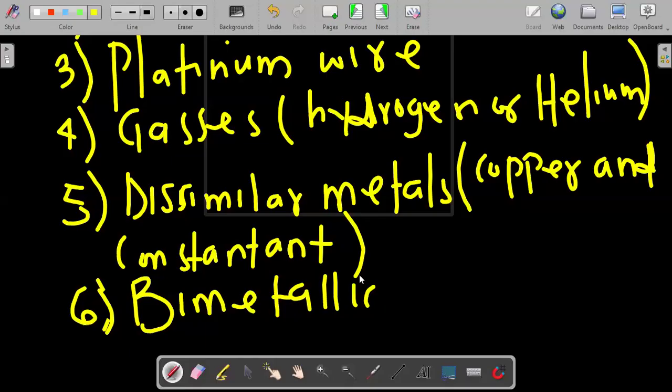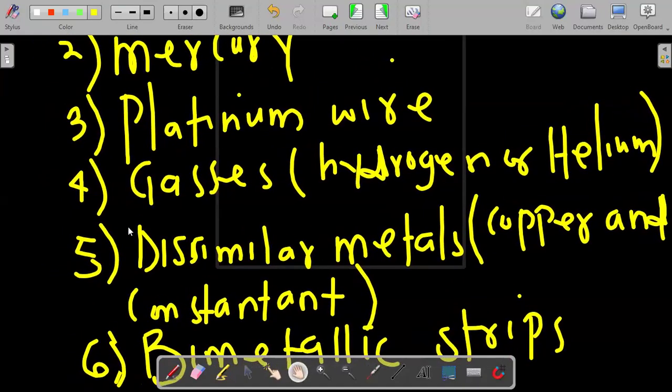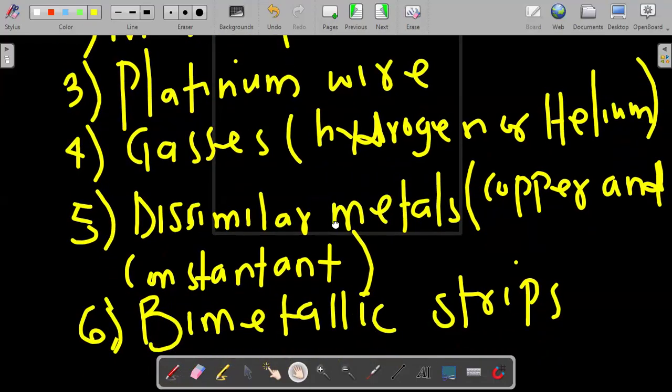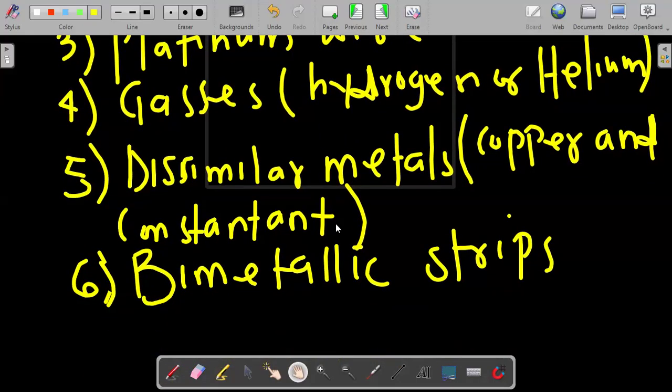Bimetallic strip. So these are the types of thermometric substance that we have: alcohol, mercury, platinum wire, gases, hydrogen and helium, dissimilar metals, and the bimetallic strip.